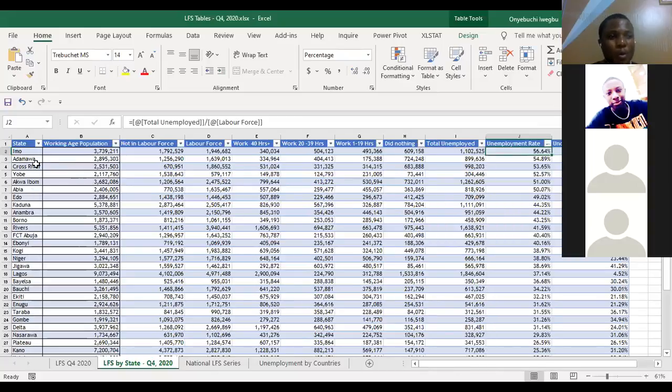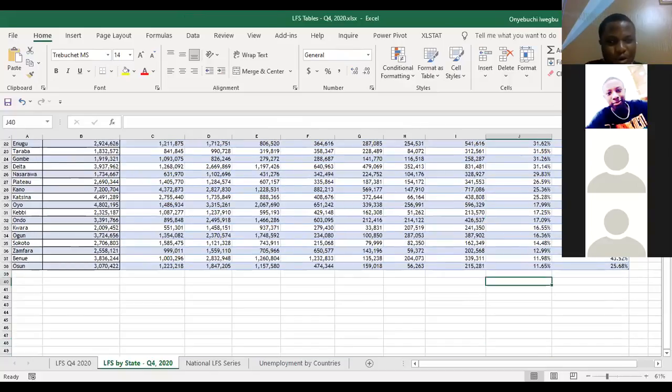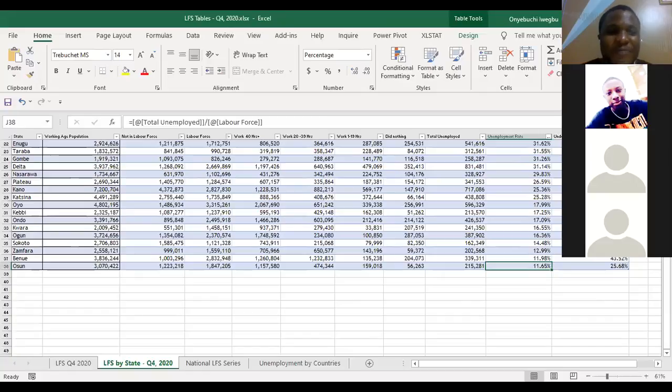Look at it. Imo has the highest rate of unemployment, 56.64%. Many people are not working. Adamawa, 54%. Cross River, 53%. Yobe, 52%. Akwa Ibom, Abia. Look at Lagos. Lagos is 37%. And the least is Osun State, 11.65%.